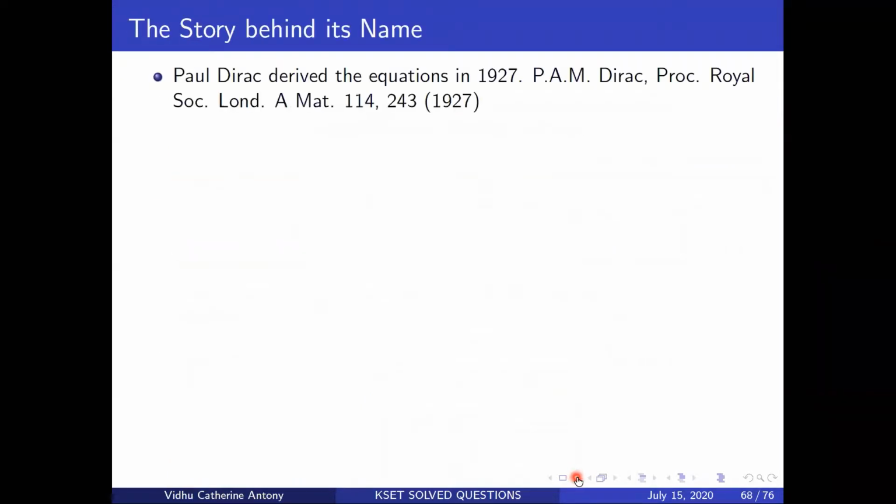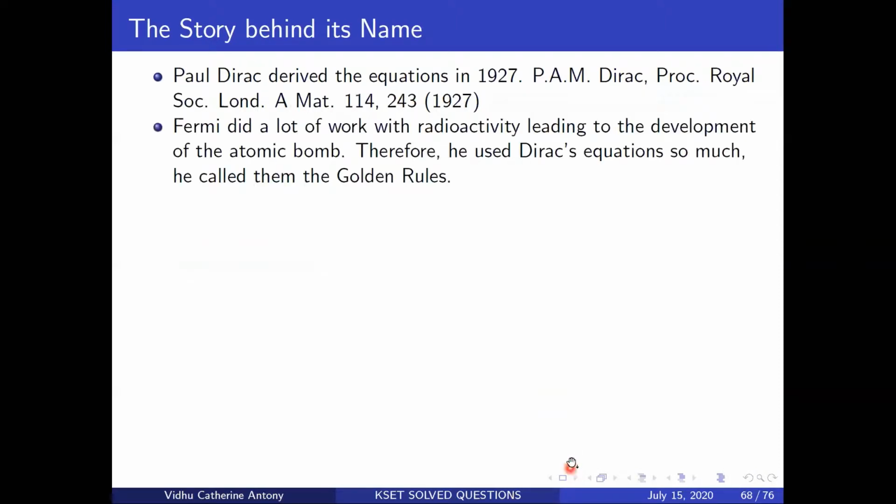So now the story behind its name. Paul Dirac wrote down these formulae, and Fermi, who was involved in the development of the atomic bomb, used these golden rules a lot. As a consequence, he dubbed two of these rules golden rules in his book, from which he taught a nuclear physics course at, I think, the California Institute of Technology.